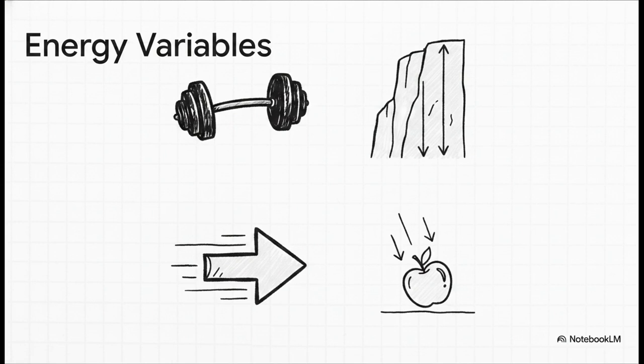Next is h for height in meters, and this is what drives your potential energy. Then we have v for velocity or speed in meters per second. That one drives your kinetic energy. And lastly, g for gravity, which is a constant 9.8 meters per second squared here on Earth. Altering any single one of these physical variables is going to dramatically change the energy equations.